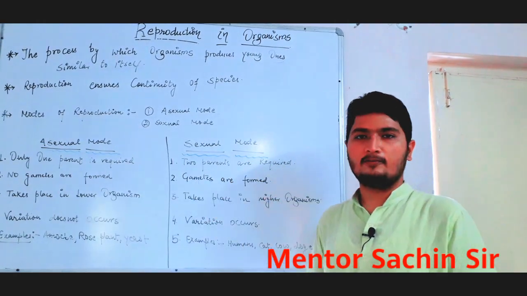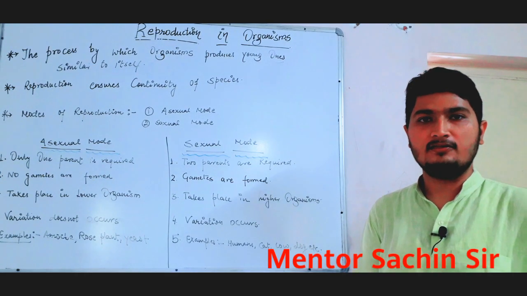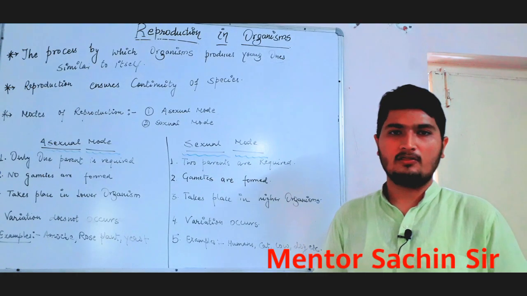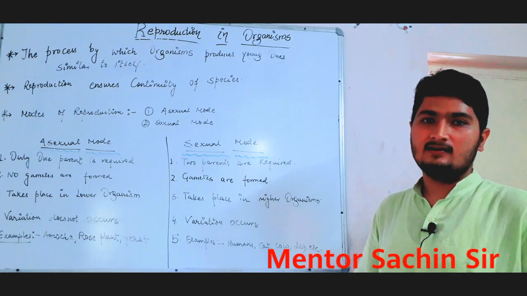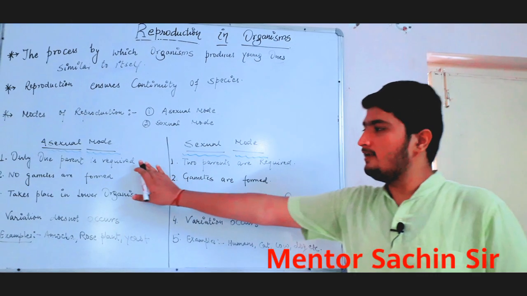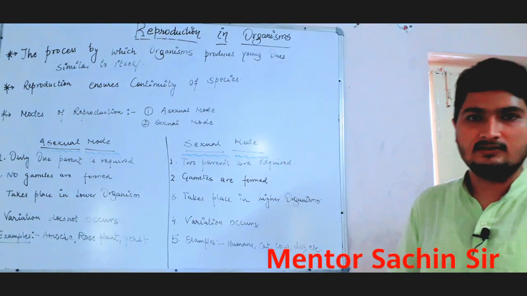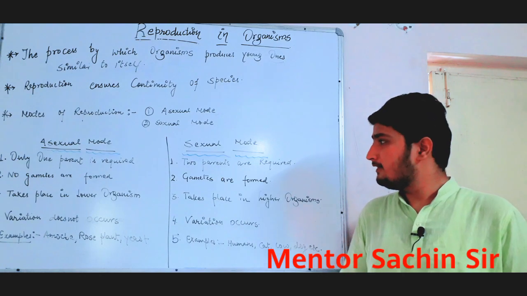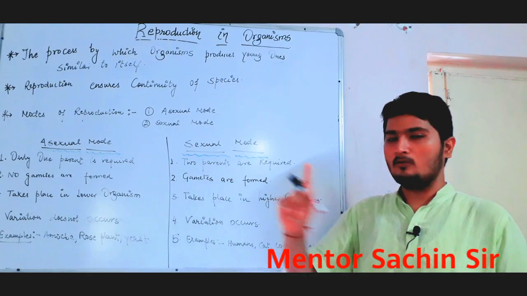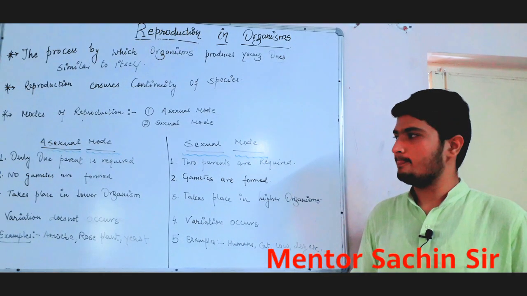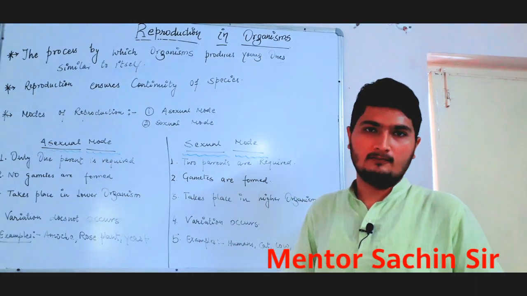In the asexual mode of reproduction only one parent is required. In asexual reproduction only one parent is needed for the process of reproduction. But in sexual reproduction two parents are required. There is no concept of male and female in asexual reproduction. But in the sexual mode of reproduction there is a concept of male and female. Therefore two parents are required in the sexual mode of reproduction, but in the asexual mode only one parent is there. Second difference, in the asexual mode no gametes are formed.